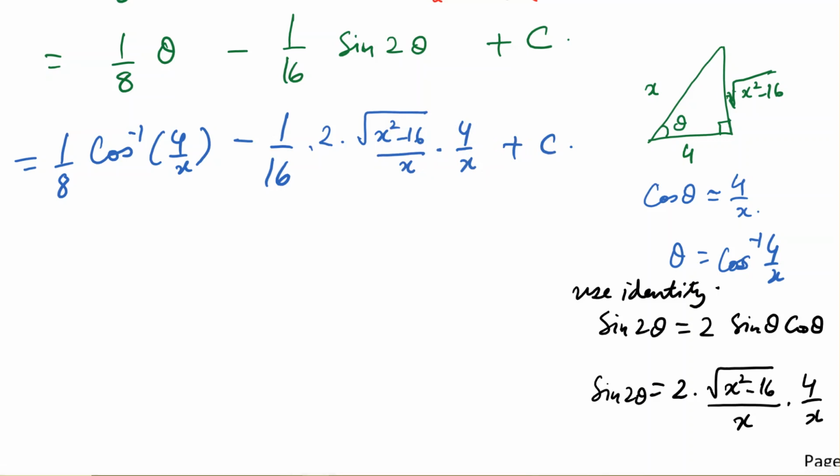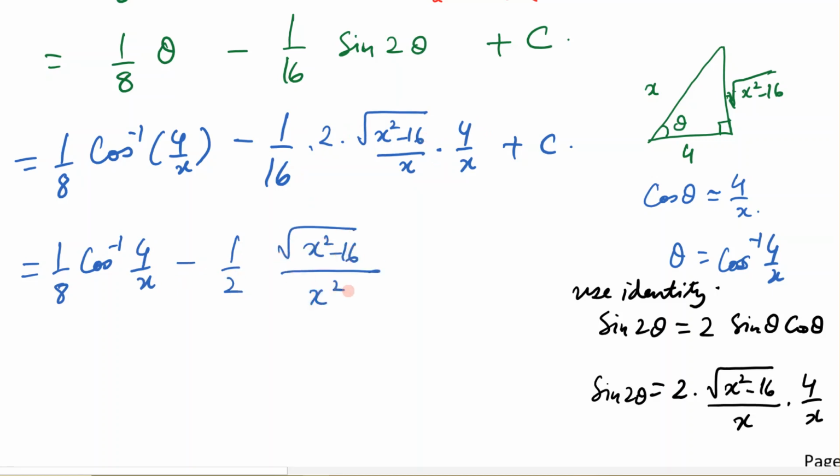And in the end, we get 1 over 8 cosine inverse 4 over x. And we can do some cancellation here. So we get negative 1 over 2 square root of x squared minus 16 over x squared plus c. So that is your required answer. It's very important that whenever you do a trigonometric substitution, in the end, don't forget to convert everything back in terms of the original variable. Let's do one more example.